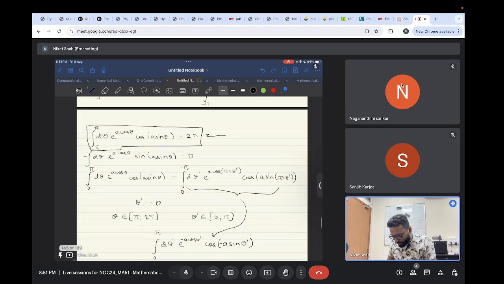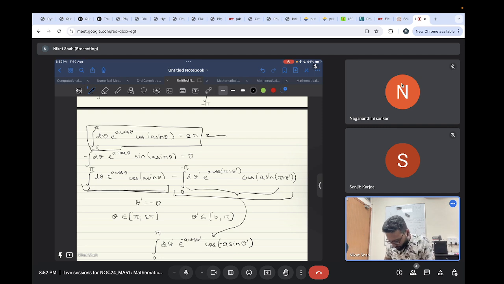So for that, for 0 to pi, I'm breaking it into two parts. One part is minus pi to 0 and the other part is 0 to pi. The 0 to pi part I've written first, and the second part is minus pi to 0. I've broken the integral minus pi to pi into two parts. We can break that, right? That is an allowed thing. But for minus pi to 0, I'm changing the variable theta to theta prime, where theta prime is minus theta.